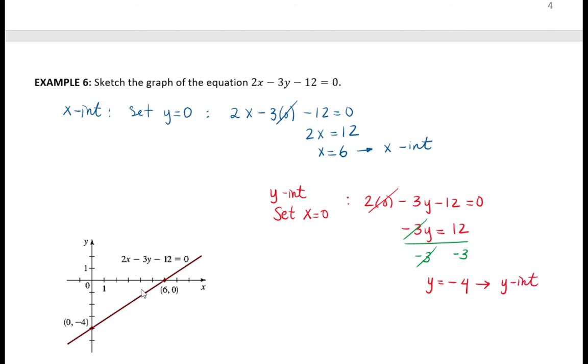See, when you graph it, the x-intercept is (6, 0). It's right here. That's the point 6 on the x-axis. And the second point is the point on the y-axis, which is negative 4. You can write it as an ordered pair, it's just fine. And if you join those 2 points, the line passing through those 2 points is the line that you're looking for. This is how you graph it when the general equation is given to you.